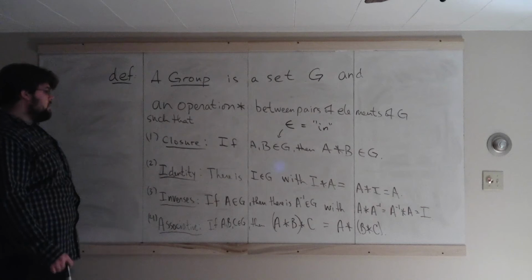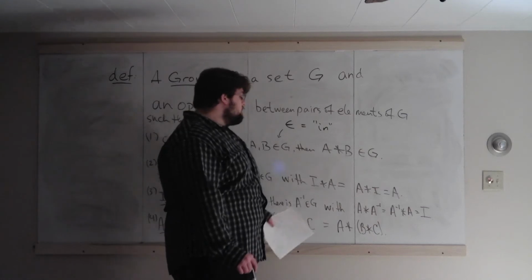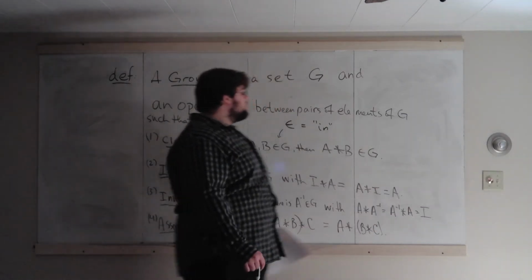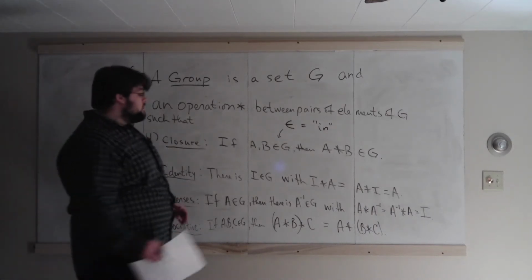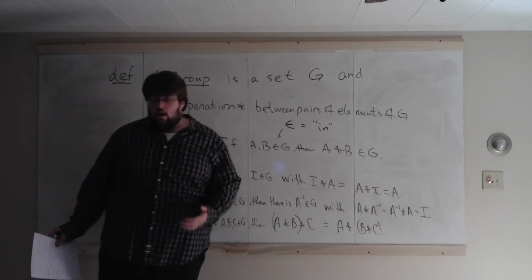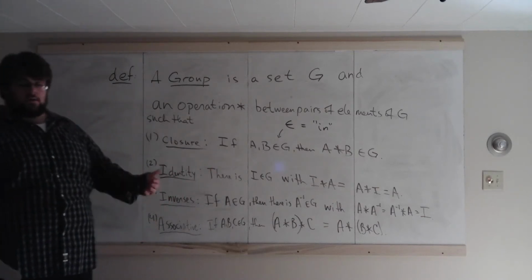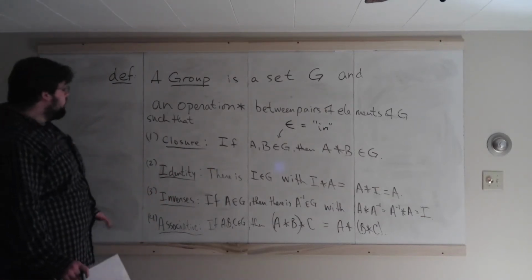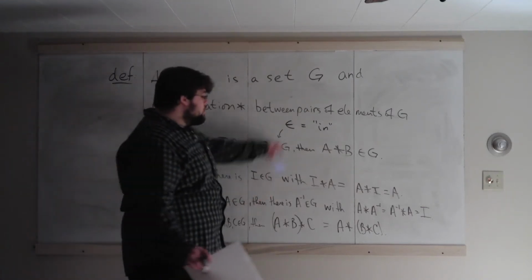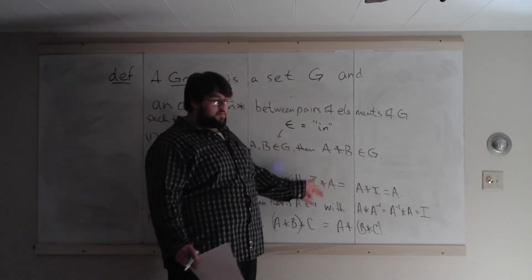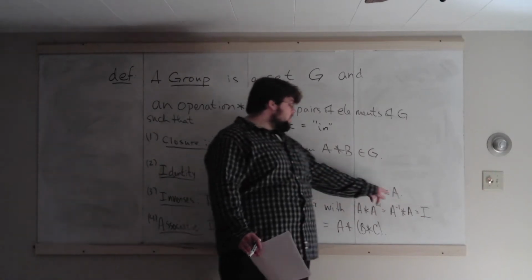Two, identity. There is I, that's a capital I, in G, with I operating on A being the same as A operating on I being the same as A. So in that example with the real numbers and addition, 0 functioned as our I. Now in describing a group, immediately jumping to exactly what I is is quite important. For the real numbers with addition, 0 was I, because 0 plus a real number is the same as a real number plus 0, and it's the same as that real number. We made I star A equal A star I equal A.